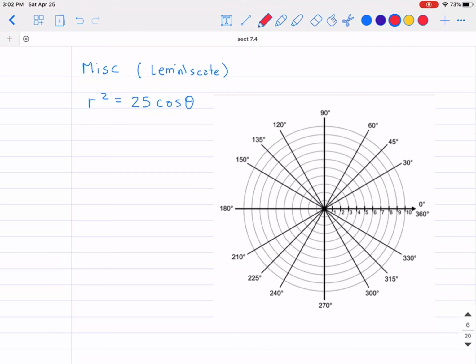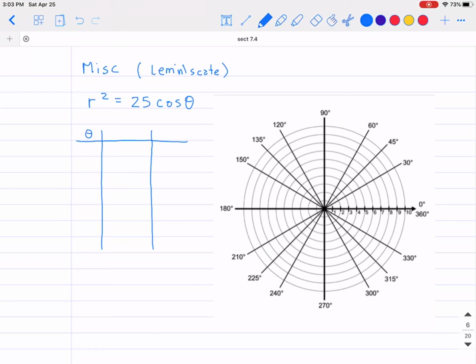Okay, so let's see if we can take care of this last example over here, where we have r squared is equal to 25 cosine of theta. Now, when I create the chart for this one, I think I'm going to have to make this a little bit more unique if possible. Let me take it one piece at a time, and in order to compensate for the r squared, I'm going to make 3 columns, okay?